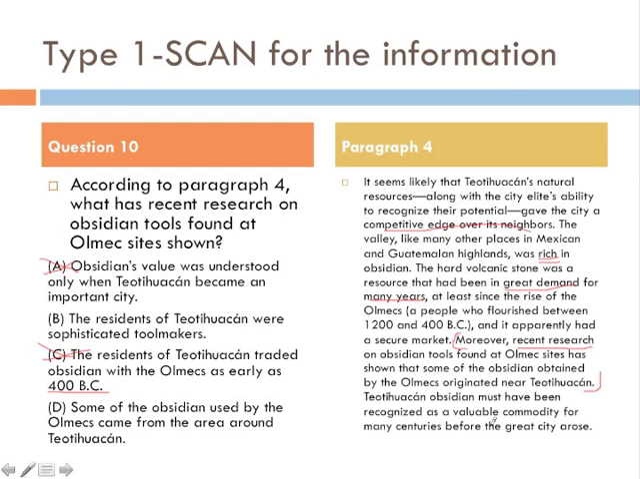And in fact, if we look at the sentence at the end, Teotihuacan obsidian must have been recognized as a valuable commodity for many centuries before the great city arose. So in this case, A is connecting to this piece of information after it, but it seems to get some of the information wrong. In other words, it misstates the information. So we've eliminated A and C already.